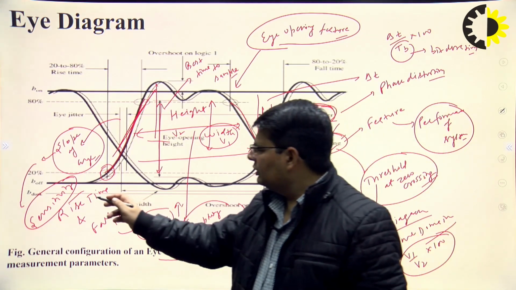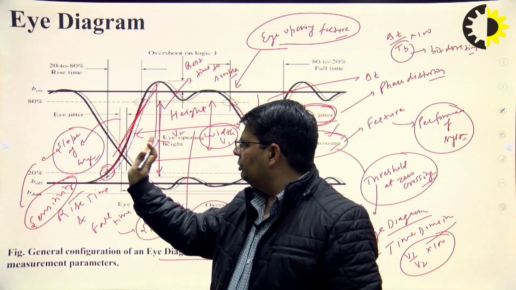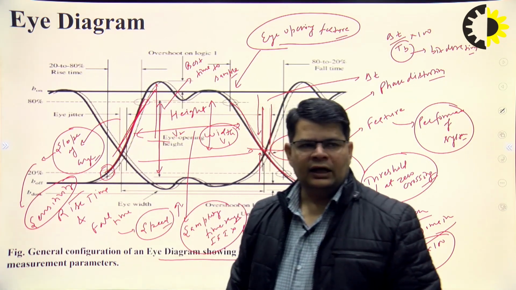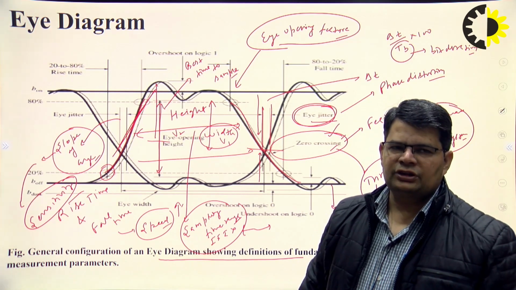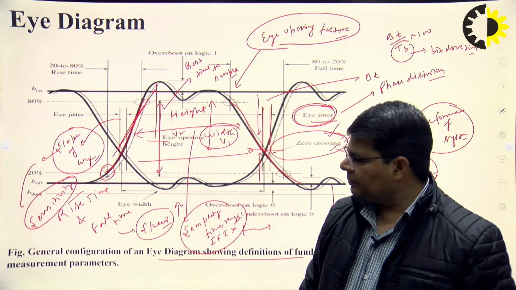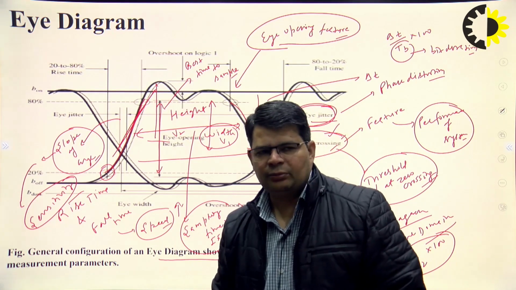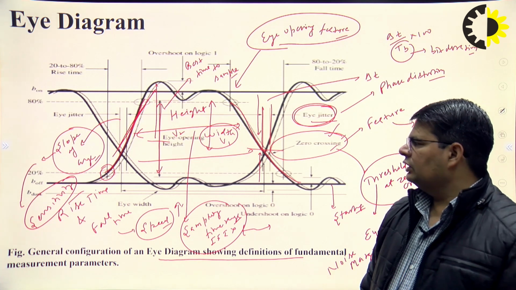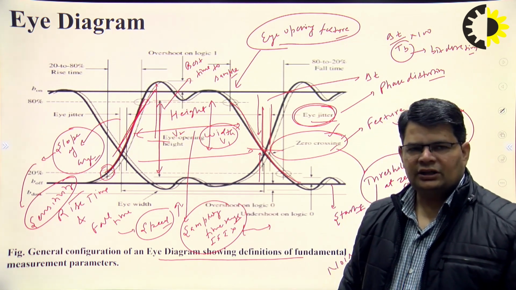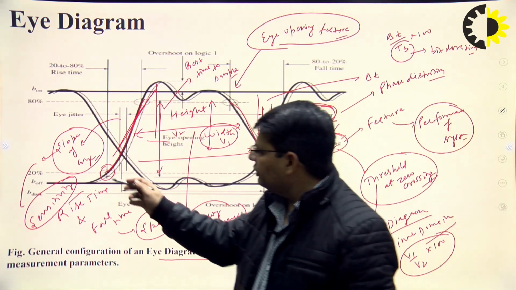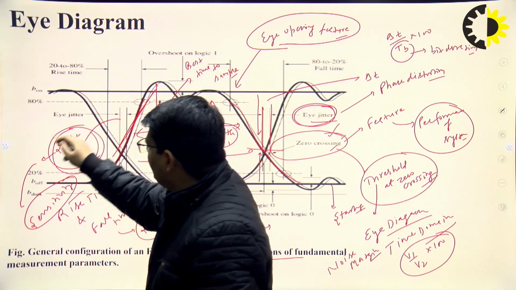And whenever the slope becomes more and more vertical, then the eye opening is more, and if the eye opening is more, then the performance of the system gets improved. So we can also comment about the performance of a wired communication system in terms of sensitivity towards the timing error, in terms of the eye diagram pattern feature known as the slope of the eye.